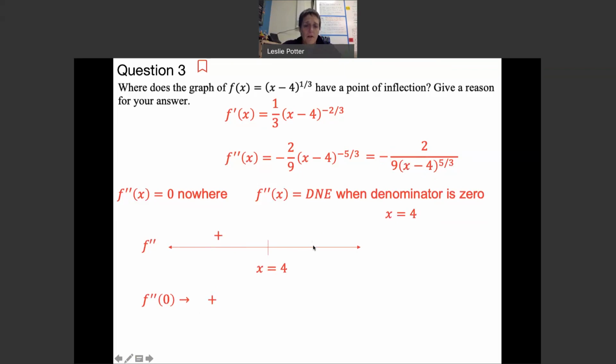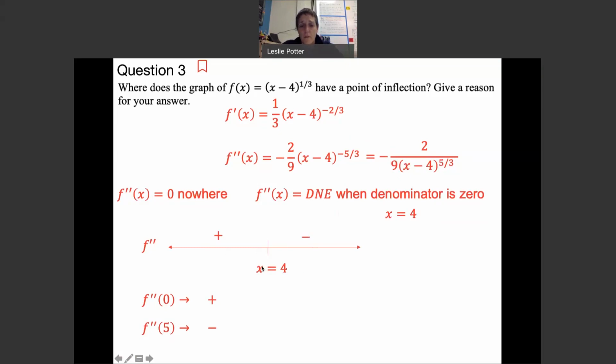Let's take a look at the other side of 4. I chose 5 because it makes this a nice number. It makes it 1. So 1 to an odd power is still 1, or a positive number to an odd power is still a positive number. Don't forget about this negative out here. It's really common with fractional powers when we have functions like that. We get into negative powers real quick, as you can see. So we have a positive times a negative, which is a negative. So we know we are concave down for values of x that are greater than 4.